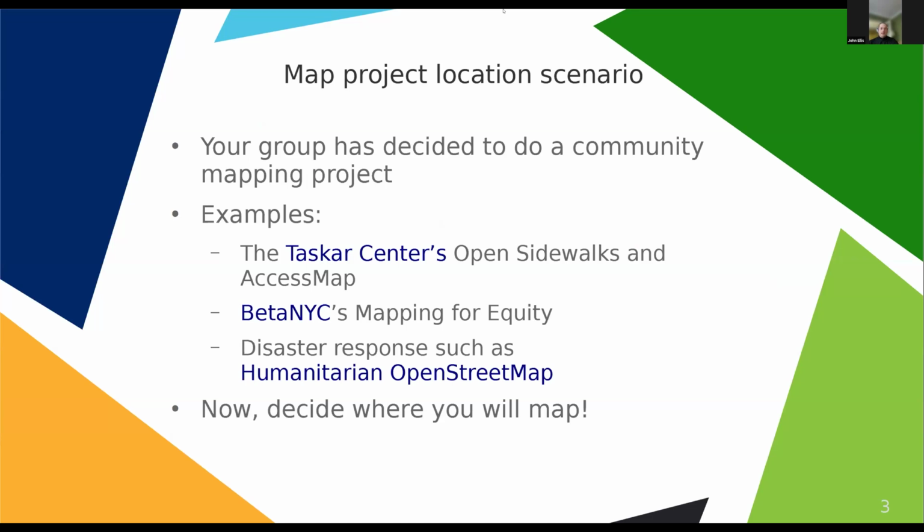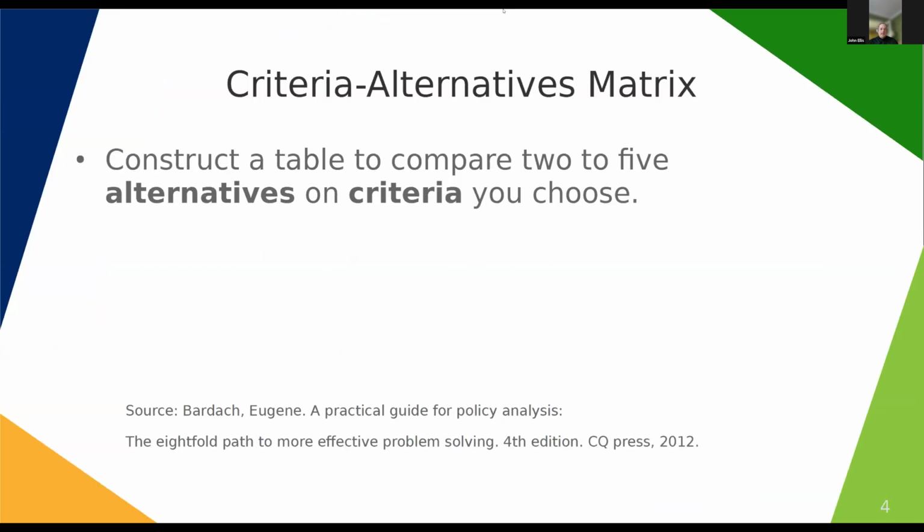Some of the examples that come to mind, for example, are community-driven mapping projects such as Open Sidewalks and AccessMap, which focuses on mobility, Mapping for Equity, which focuses on urban inequalities through mapping, and then we heard earlier the Humanitarian OpenStreetMap for disaster response areas. And these all are just examples of the many ways of the transformative power of mapping. Your choice of location really determines the problems you can address and the communities you can help. So where will you decide to map?